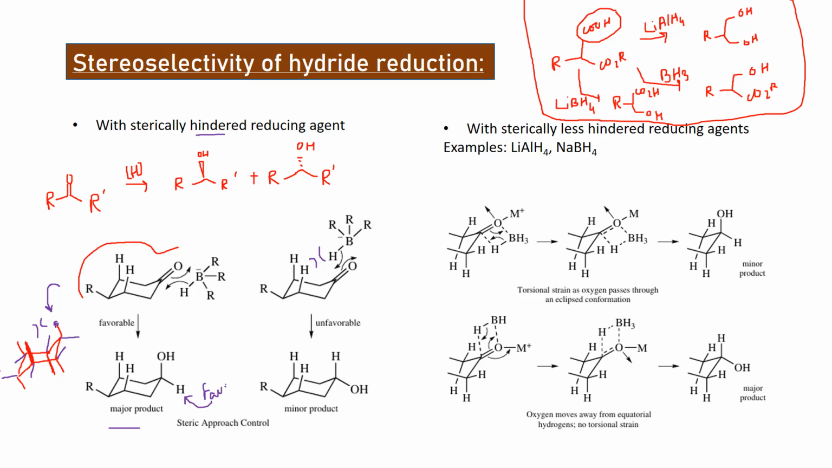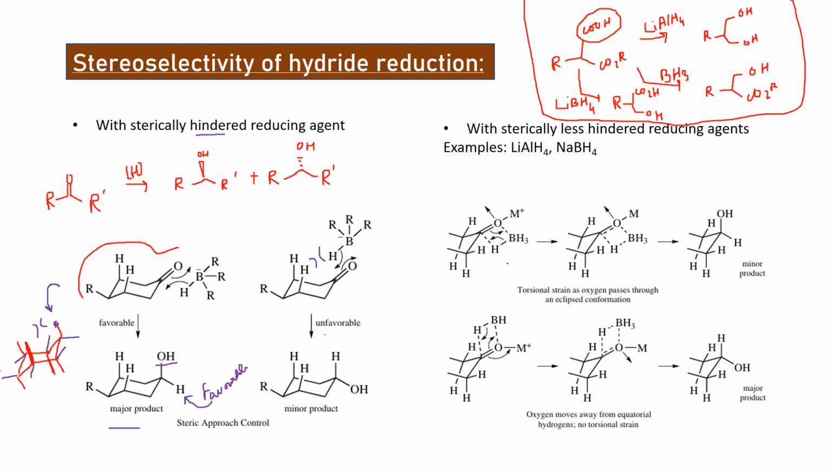So this equatorial attack is more favorable. That's why this axial alcohol forms in a major way, whereas this product forms in a minor way, because whenever it tries to approach from the axial, it will feel a huge interaction. Because of that, this attack is less favorable and it becomes the minor product.